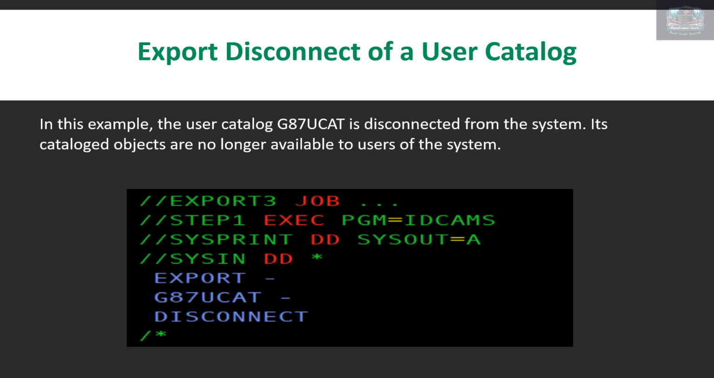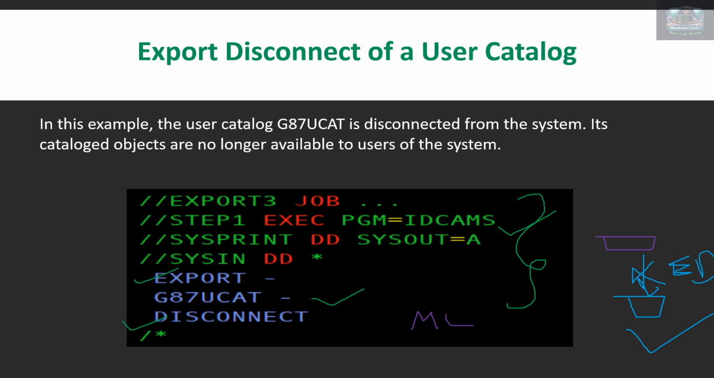So this is the basic job which you will be running. Basic IDCAMS export disconnect job. This is IDCAMS, this is export, this is disconnect, and this is the user catalog which you want to be removed from the master catalog. So if you want to remove the connection between the master catalog and the user catalog, you run a basic IDCAMS export disconnect, which will just remove this connection.